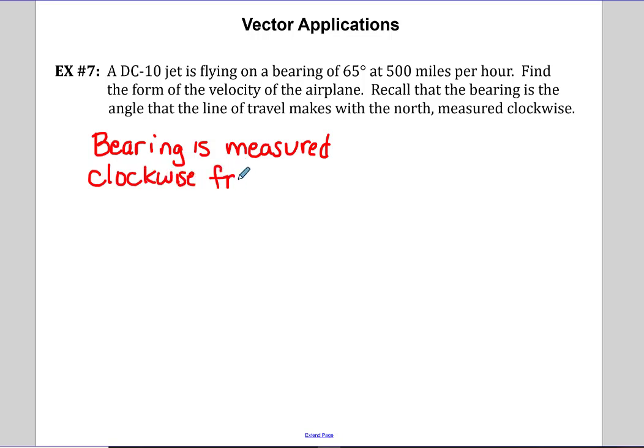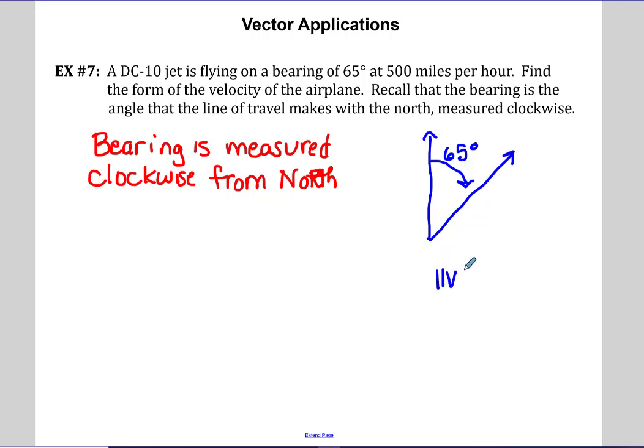So when we have a bearing of 65 degrees, we're starting at the north axis, and clockwise would be to the right. So we're going 65 degrees this way, and that's our vector. And the jet is going 500 miles an hour. So if we assume that the jet has flown for an hour, then we know the magnitude of that vector is going to be 500.